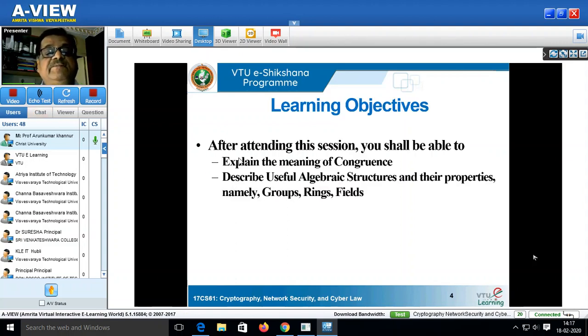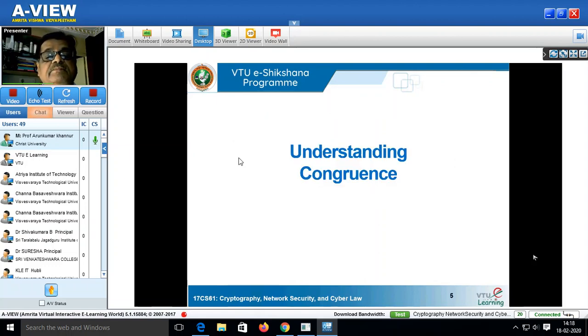Learning objectives. After attending this session, you shall be able to explain the meaning of congruence, and describe useful algebraic structures and their properties, namely groups, rings, and fields. First, we shall discuss understanding congruence.